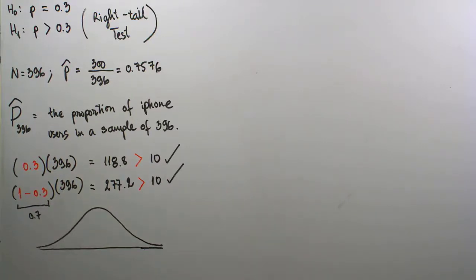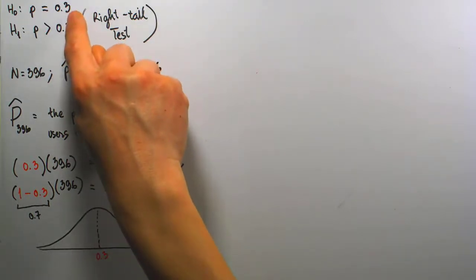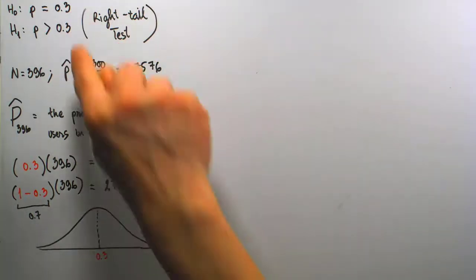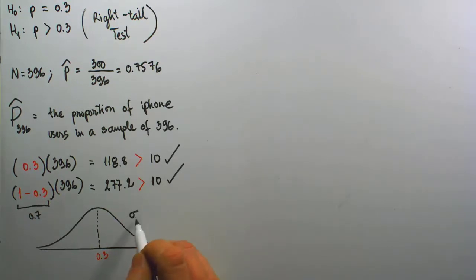And the center of this bell curve will be 0.3, which is exactly the value being stated in our null hypothesis, the value being claimed in our null hypothesis. This bell curve will have sigma, an average spread, where I call that sigma p hat.